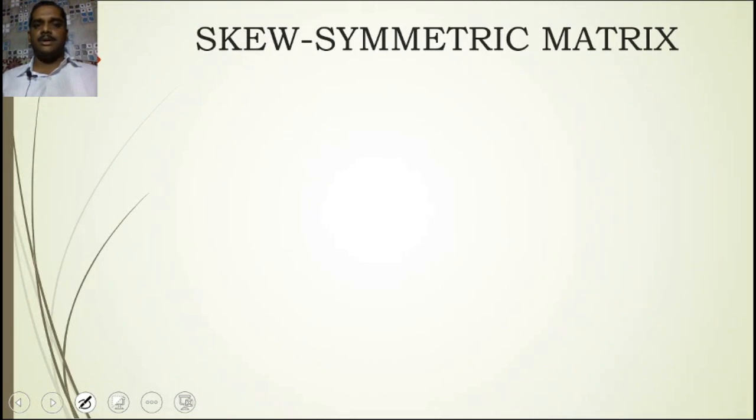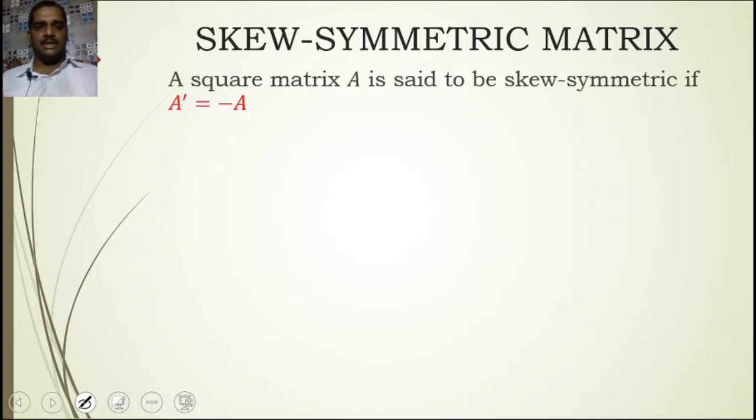So now let's talk about the second special type of matrix, the skew-symmetric matrix. Here is the definition. A square matrix A is said to be skew-symmetric if A transpose is equal to minus of A. Again, you are going to concentrate on two things. We are talking about a special type of square matrix for which the transpose equals its negative.